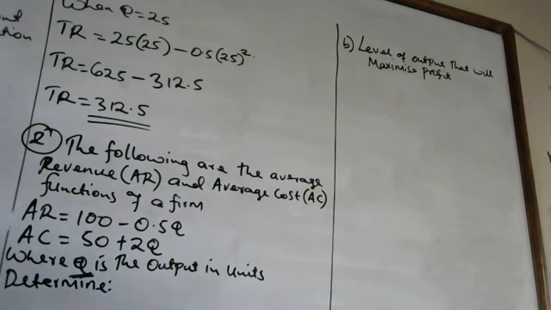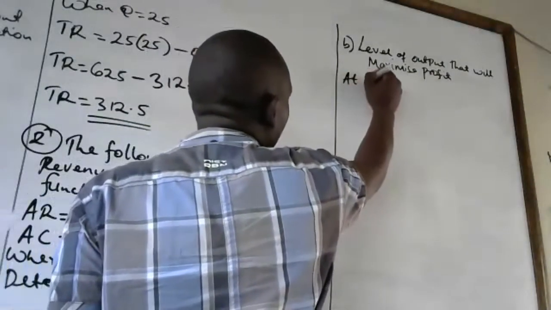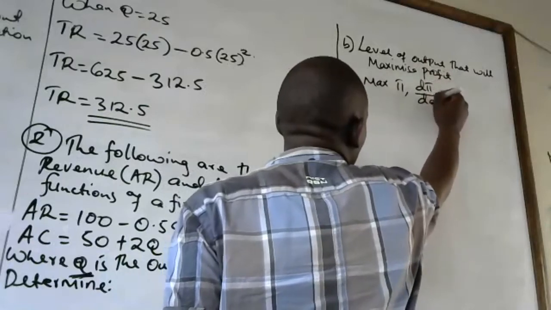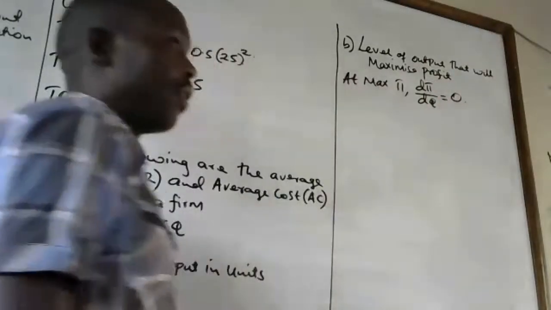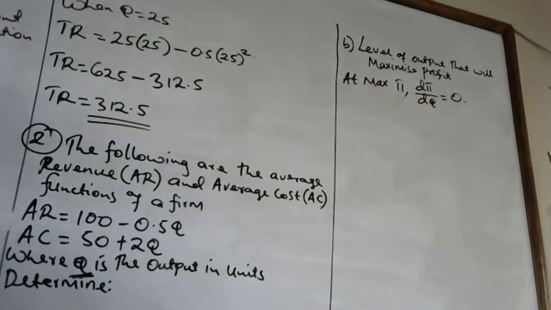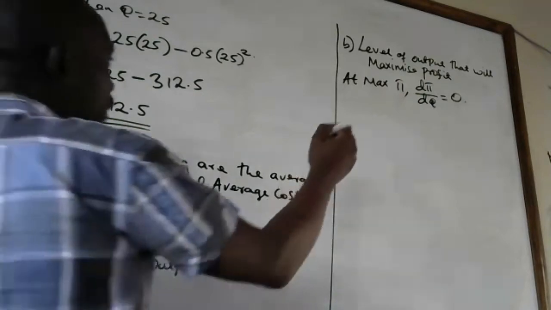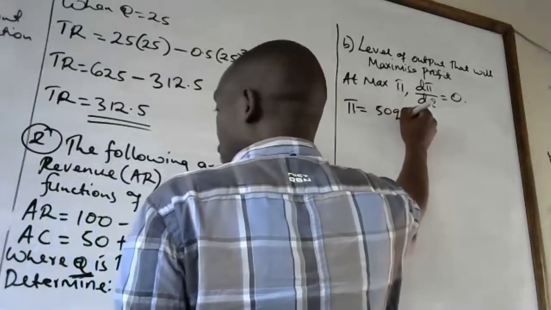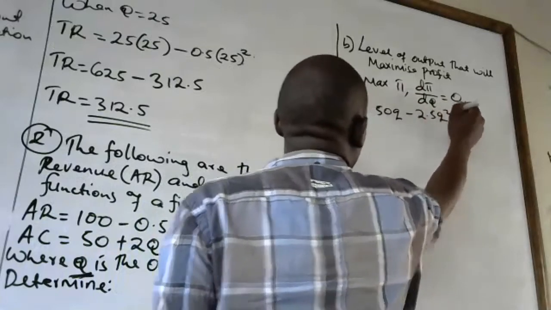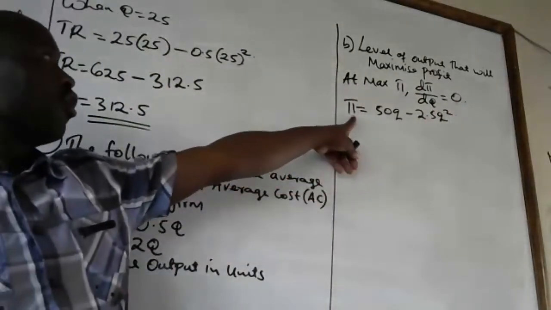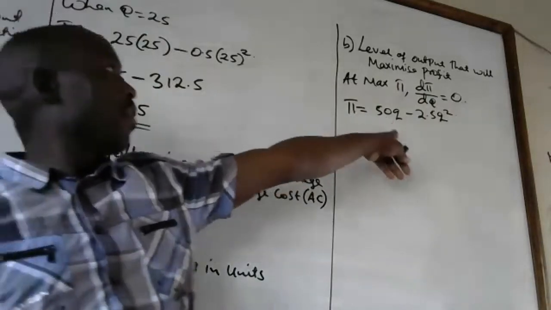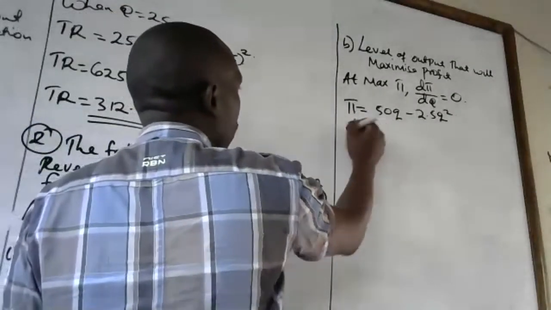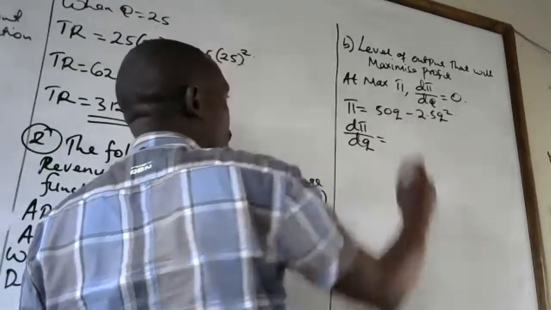And how do you get the gradient? You say at maximum profit, change in profit over change in Q should be equal to zero. The gradient function is given by change in Y over change in X. And because the profit function we found to be pi is equal to 50Q minus 2.5Q squared, the gradient function is changing pi, because on this side we have pi and on the other side the items are in terms of Q. Therefore, changing pi over changing Q, we differentiate that.